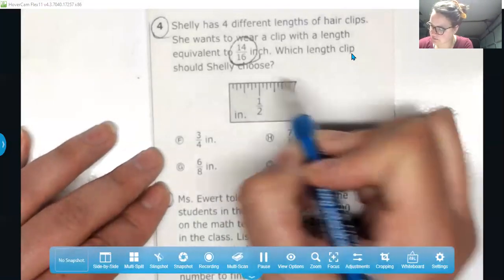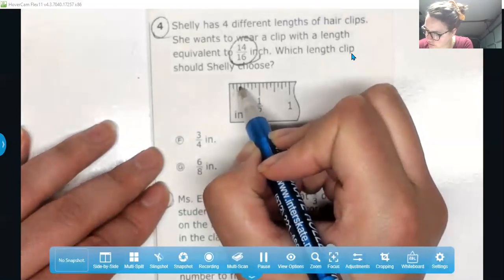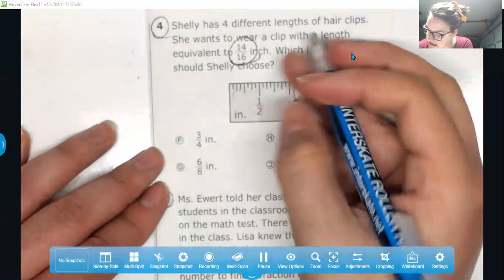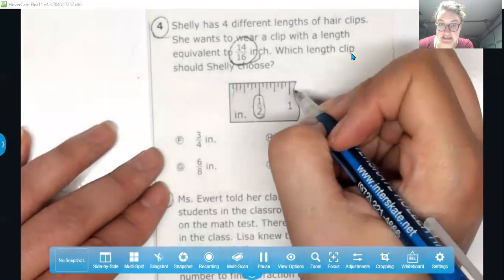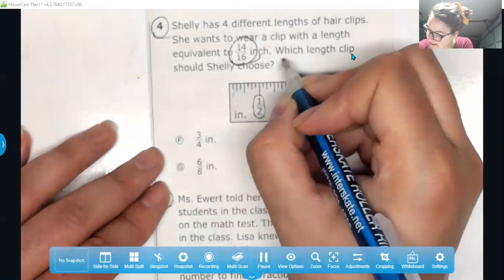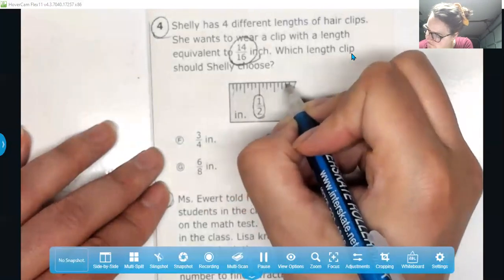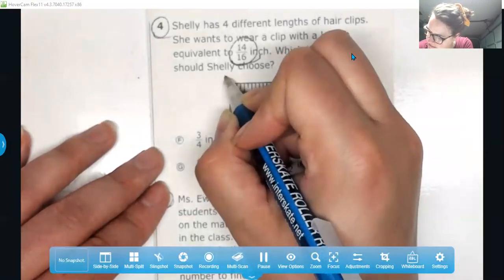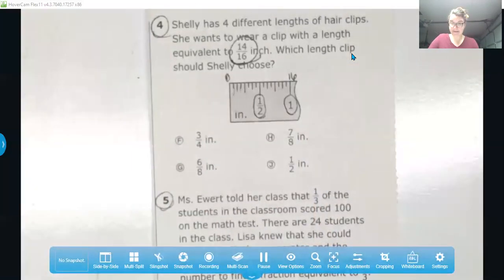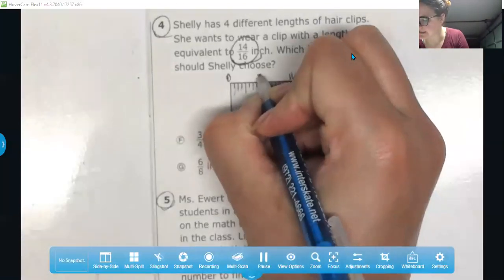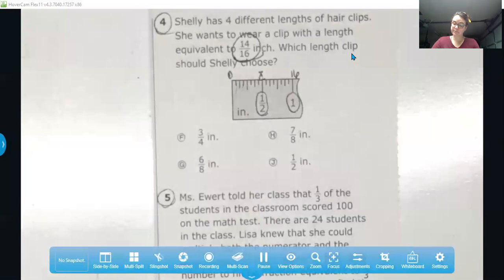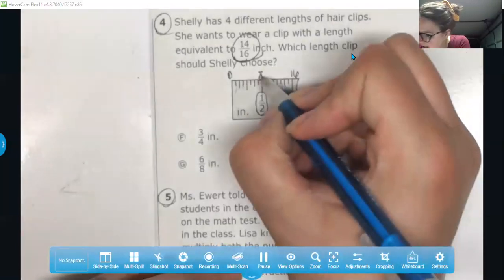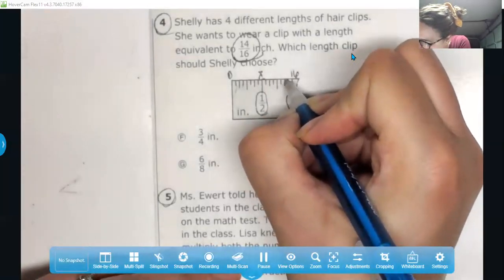So first of all, let's count and see what we got here. 1, 2, 3, 4, 5, 6, 7, 8. This is half of 16. 9, 10, 11, 12, 13, 14, 15, 16. So this is a number line basically of 0 to 16, knowing that 8 is in the middle because 8 is half of 16. So let's find where 14/16 is. So 8, 9, 10, 11, 12, 13, 14.